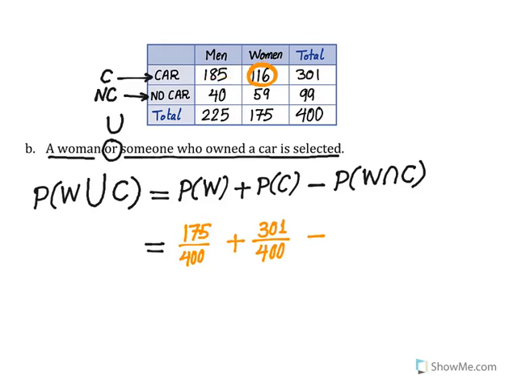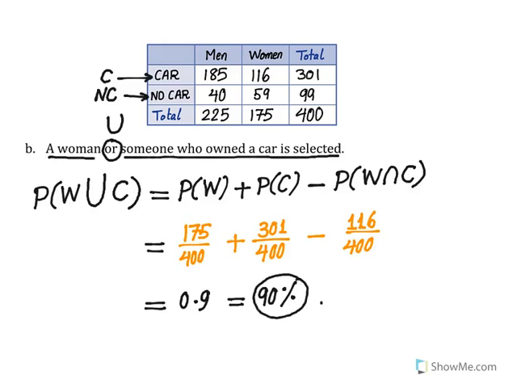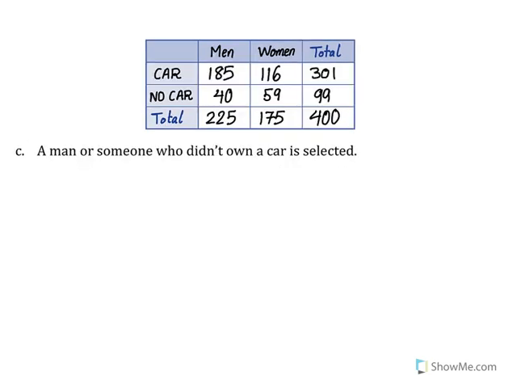And so the answer will be 116 divided by the total number of people, 400. Okay, and so if you do the mathematics, it will be exactly 0.9, which is 90%, if you do it on your calculator. So this means that the probability that a randomly selected person is a woman or someone who owns a car is 90%.